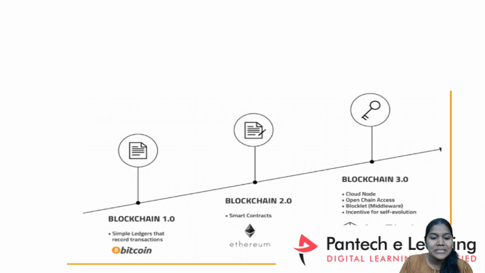Blockchain 1: a simple ledger that records the transactions. It means whatever the recorded transactions are, those transaction details it will be storing. Whereas in blockchain 2 we have something like smart contracts. It's nothing but contracts where we can store the data securely and we cannot change it. Whereas blockchain 3 has something like cloud node, open chain access, blocklet and incentive for self-evolution. It's nothing but if we wanted to change any information, we take access from everyone and with everyone's acceptance we can change it.